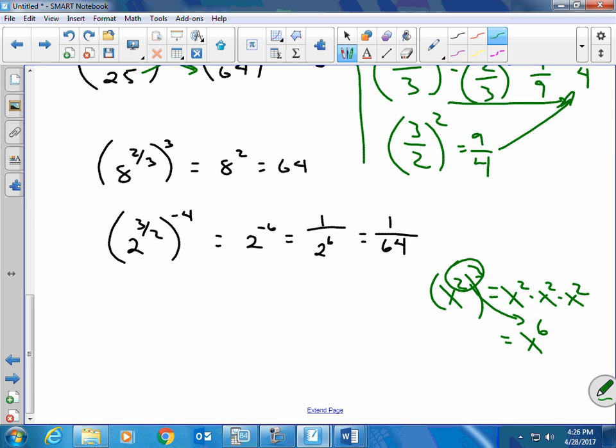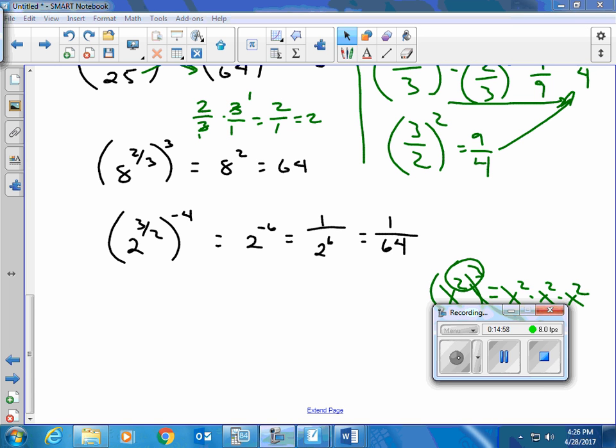So a power to a power, I multiply 2/3 times 3. Make sure you remember how to do a fraction. 2/3 times 3 over 1. The 3's cancel. And I get 1 and 1. And I get 2 over 1, which is simply 2.